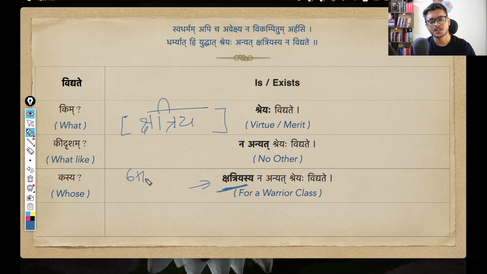So we have seen the more common use of shashti vibhakti is of that person. So Ramasya, of Ram, Balakasya, of Balaka. But another use of this shashti vibhakti is in this format, that means in regards to or in relation to that warrior class. Okay. So kshatriyasya na anyat shreya vidyate: for a person belonging to that warrior class, the Kshatriya, no other virtue, no other shreya exists.